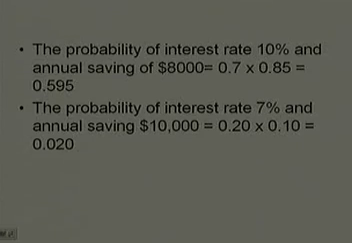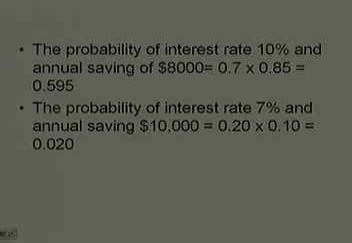So from the decision tree, you will be able to find the probability values, which will be nothing but 0.7 multiplied by 0.85, which is equal to 0.595. So that means this is the probability that the interest rate will be at 10% and the annual saving would be at $8,000. Looking at the same diagram, you can try to answer the next question also.